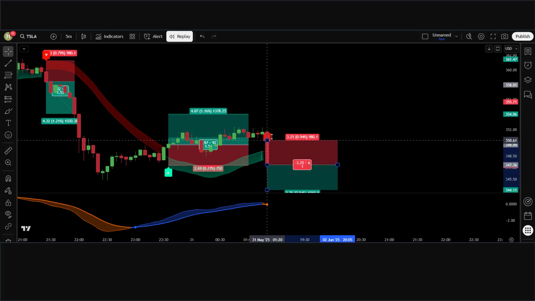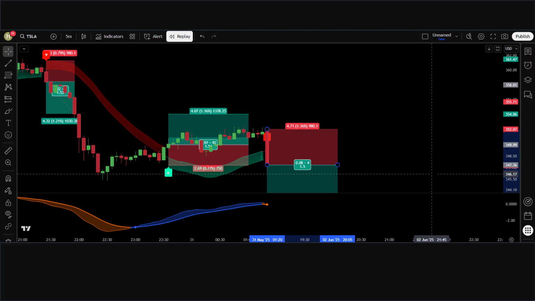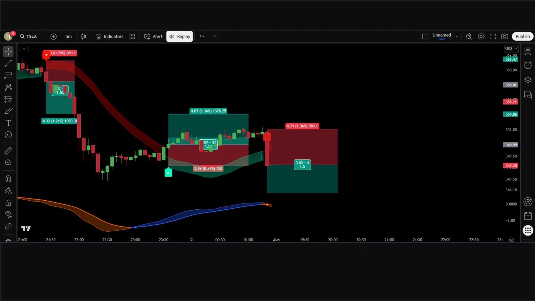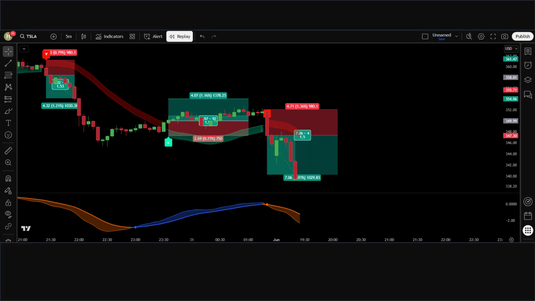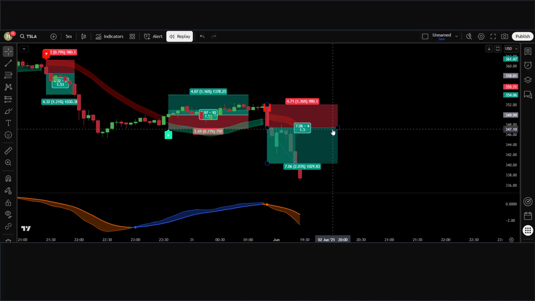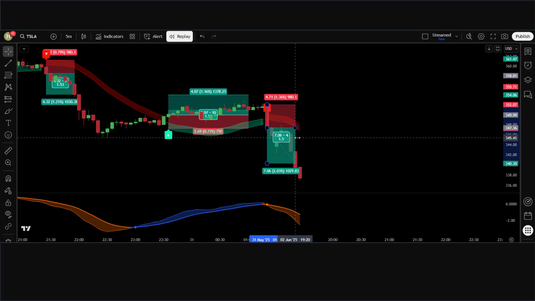Our stop loss will be placed at the upper deviation band of the zero lag indicator. And the risk to reward ratio will be 1:1.5. Let's see what happens to our trade. Our trade is running in profit. We have won the trade. Wait for the next signal.